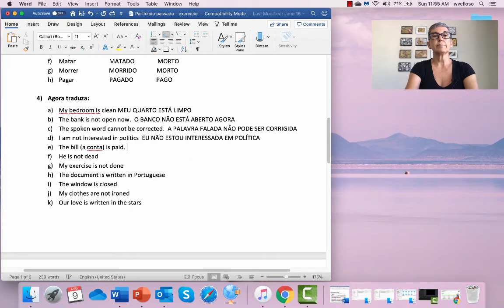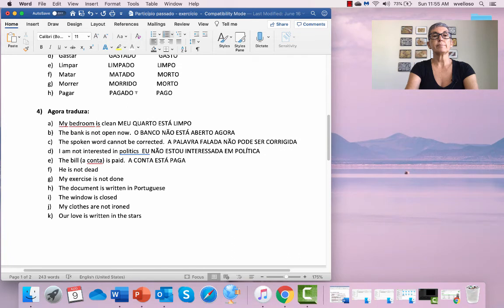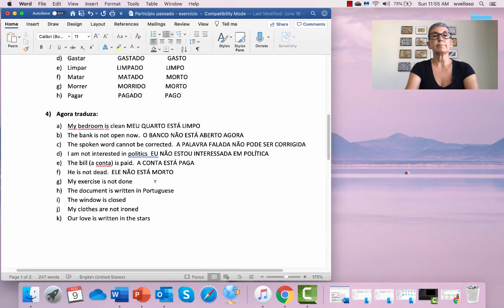The bill is paid. A conta, bill é conta, a conta está paga. So you have the verb estar, o verbo pagar has two forms, but you have the verb estar, so you must use the regular form, okay? He's not dead. Ele não está, acento agudo no A, morto. So the pronoun ele, singular masculino, ele não está morto.